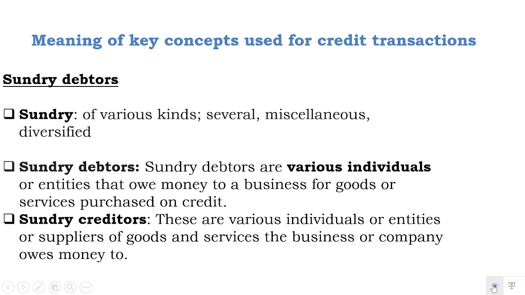So here are the meanings of the key concepts used for credit transactions. When we say sundry debtors, the word sundry means various kinds, or of several, or miscellaneous, or diversified. So sundry debtors are various individuals or entities that owe money to a business for goods or services purchased on credit. While sundry creditors are various individuals or entities or suppliers of goods and services the business or company owes money to.